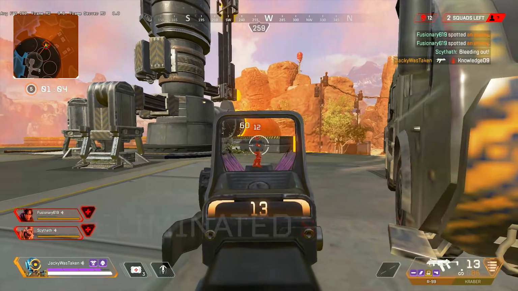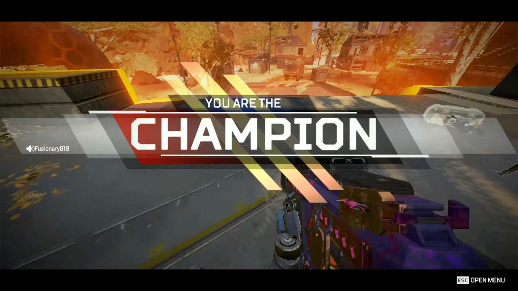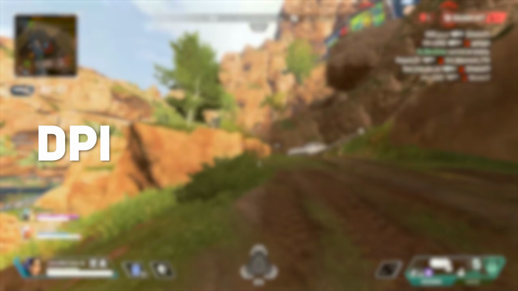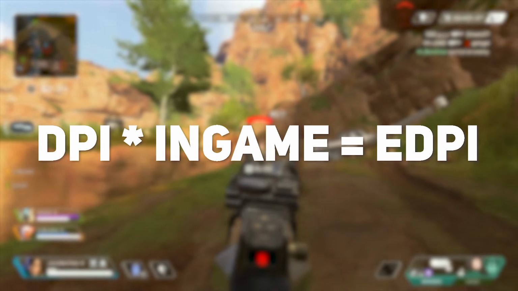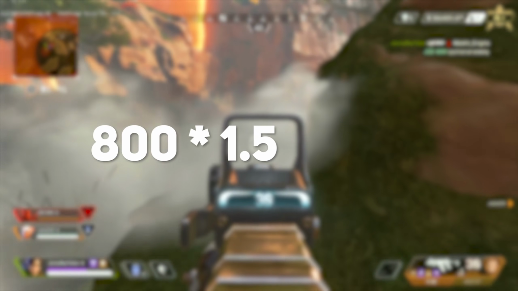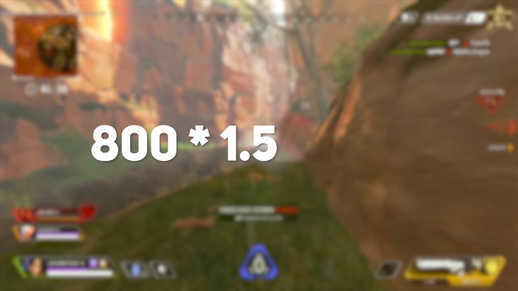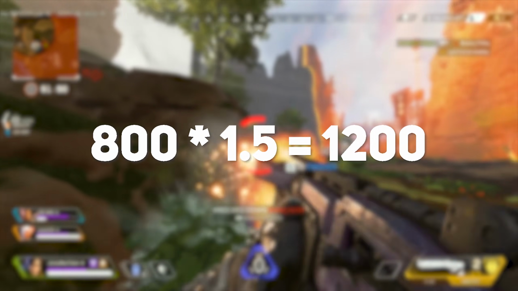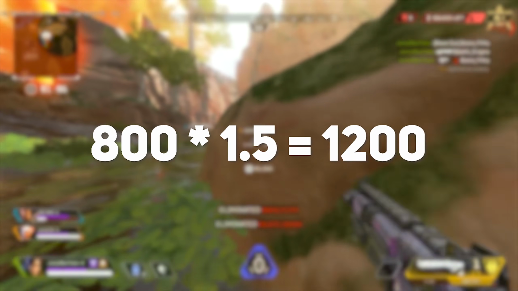I won't be talking about DPI and in-game separately, but to calculate your EDPI, all you have to do is take the DPI of your mouse that you found out earlier with software or whatever, and then multiply it with your in-game sensitivity. So for example, I use 800 DPI on my mouse, and I use 1.5 sensitivity in-game. So that would mean my EDPI would be 1200. So all you do is multiply DPI by in-game sensitivity to get your EDPI.